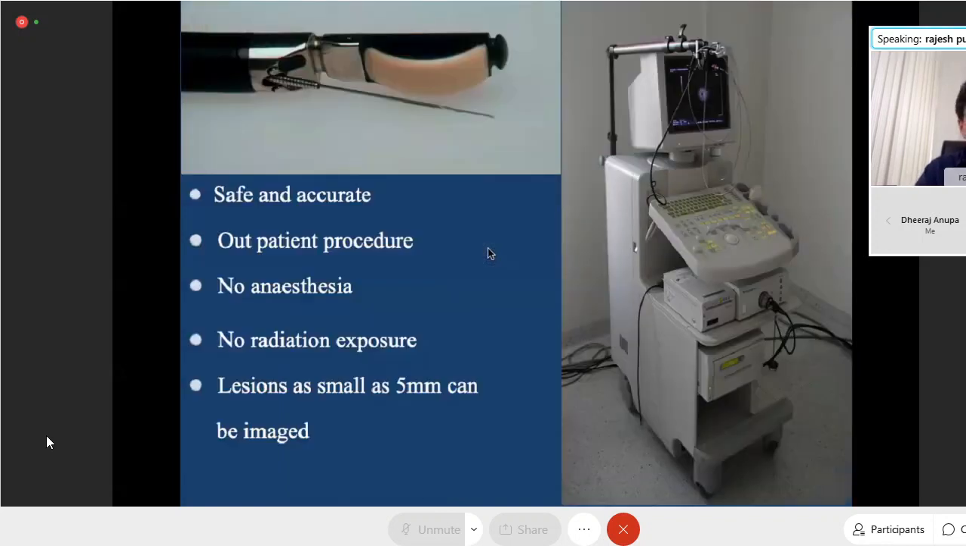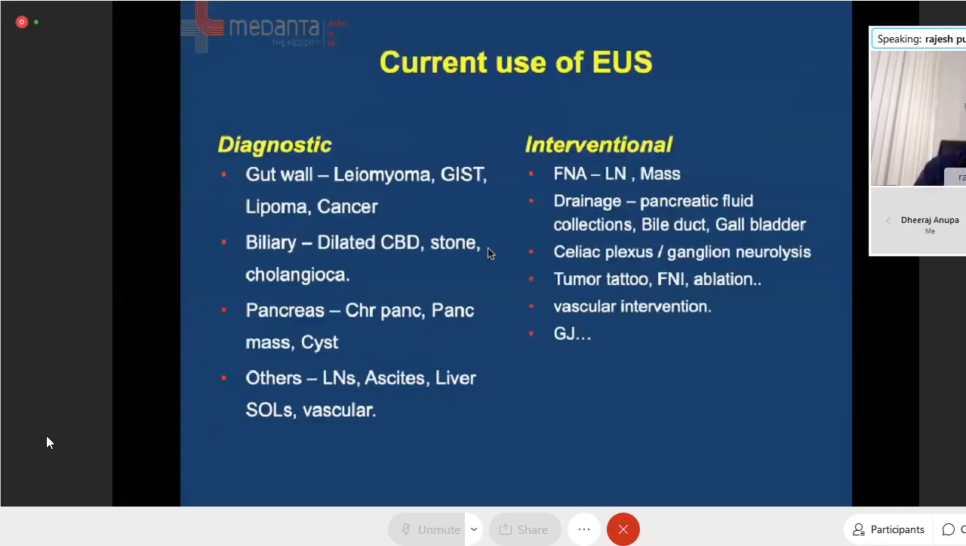EUS is a very safe and accurate procedure. It can be done as an outpatient procedure, does not require general anesthesia, and can be done like any endoscopic procedure, with no radiation exposure. The beauty is that a lesion as small as 5 millimeters can be sampled by FNA with the help of endoscopic ultrasound.